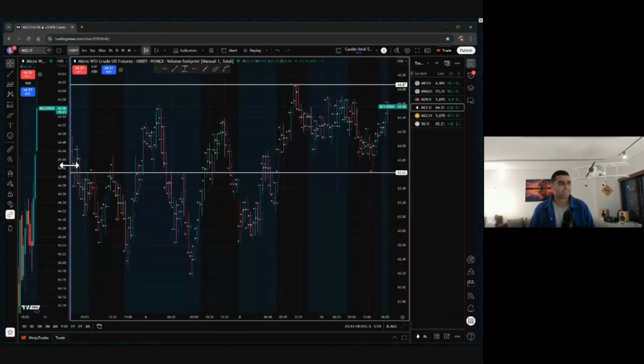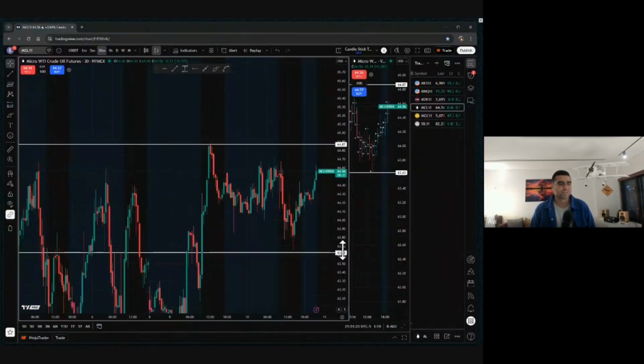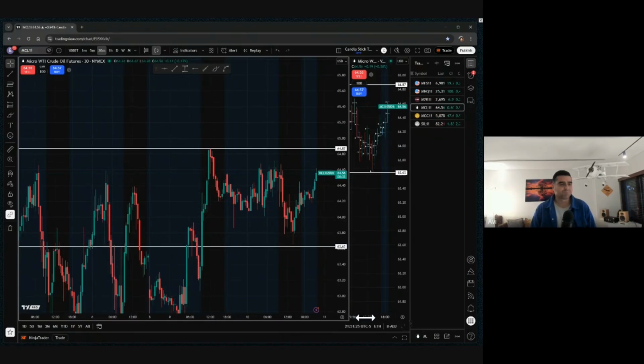Overall, though, everything's been really messy and choppy these last 24 hours. This is the oil 30-minute chart. Not much to talk about here.